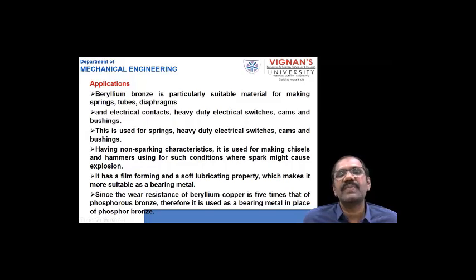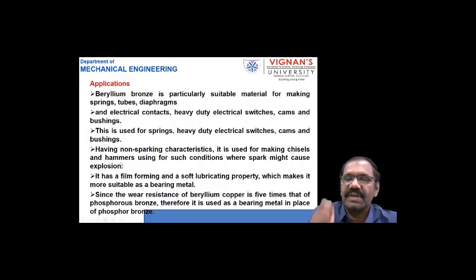These are having non-sparking characteristics. That's why it is used for making chisels and hammers, for conditions where a spark might cause an explosion. In metalworking, if you use hammers, sparks may come, and in such conditions an explosion may take place. So to avoid that, where required, those tools are made from this material, that is beryllium copper alloy.